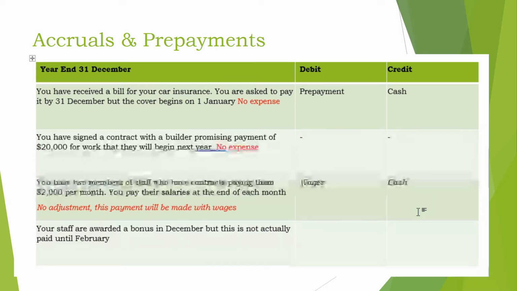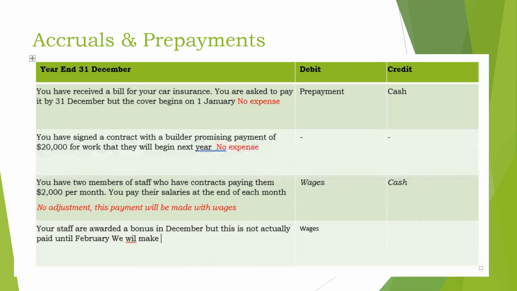Finally, your staff are awarded a bonus in December, but this is not actually paid until February. Right, now we've got something. The bonus is due and payable when the directors of the company or the managers or whoever decide that it's actually payable. So therefore, we will make an adjustment.